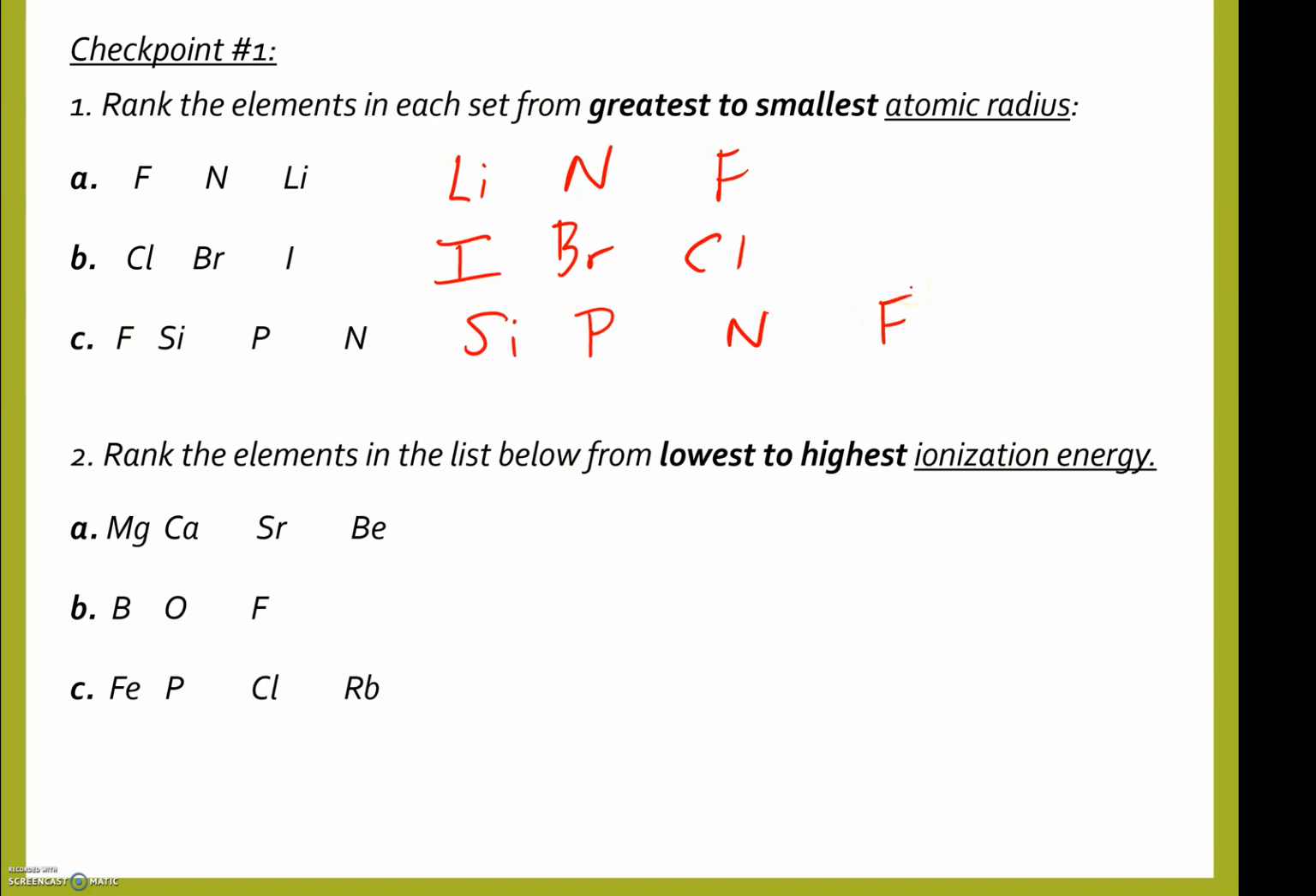Part 2, put these in order from lowest to highest ionization energy. Strontium will have the lowest ionization energy, followed by calcium, magnesium, beryllium. For the next, it actually is already in order: boron, oxygen, and fluorine. And lastly, it would be rubidium, iron, phosphorus, and chlorine.